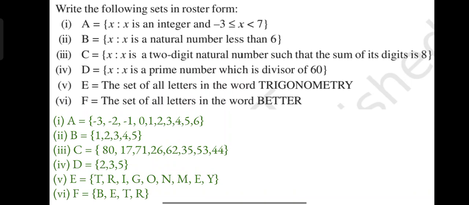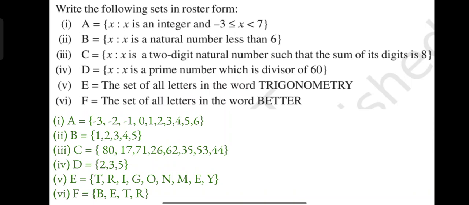Okay, then the next one, 1 plus 7 is 8, so we can write 2 digits using 1 and 7. What are they? 17 as well as 71. Both are 2-digit numbers, so both are included. Similarly, 2 plus 6 gives 8, so 26 and 62. 3 plus 5 gives 8, so 35 and 53. And 4 plus 4 gives 8, isn't it?